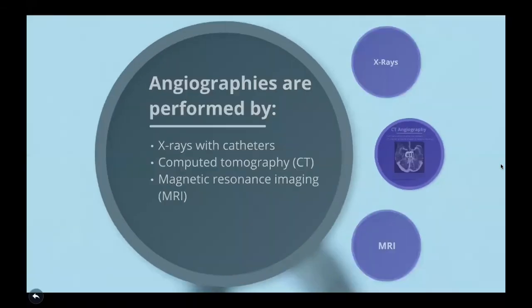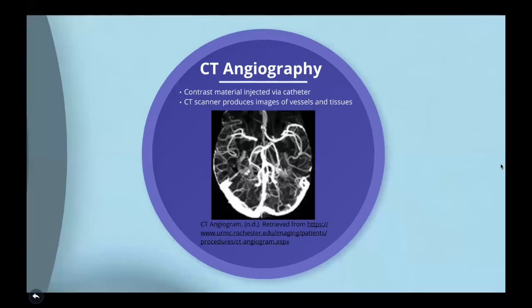The next common way is through CT angiography. This is, again, where a contrast material is injected via the catheter, but this time a CT scanner will produce the images of the vessels and the tissues. So it gives a little bit more background in the scan and doesn't just give an image of the vessels. Here's a typical scan, and as you can see, it's a little bit less sharp than the X-ray angiography.